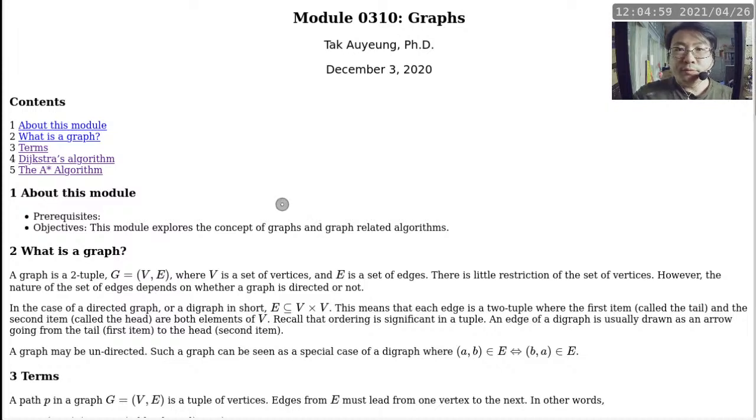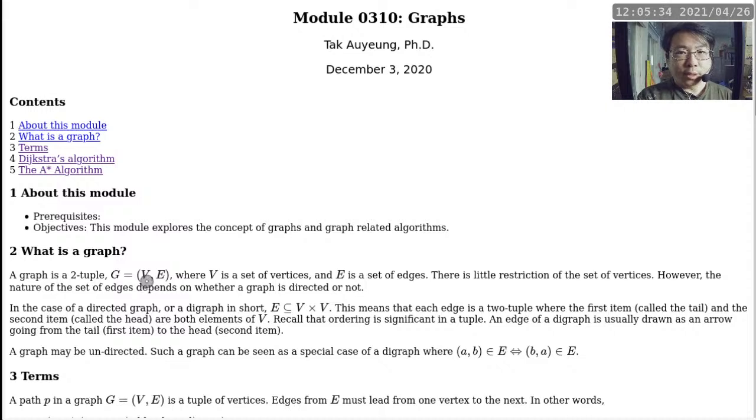Alright, so the first part of this module, module 310, is to talk about what is a graph. Okay, so we are going to use terminology that we already know to explain what a graph is. Typically I use the uppercase letter G to denote a graph, and a graph itself is a two-tuple. Now this notation we have seen already, because when we talked about propositional logic, it's a five-tuple. So a graph is just a two-tuple.